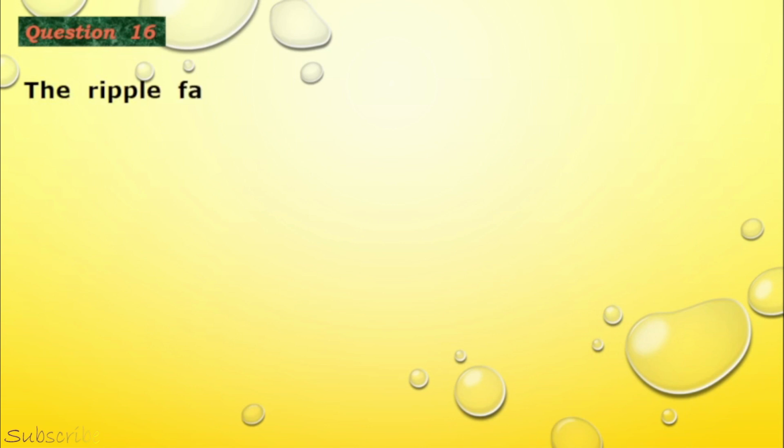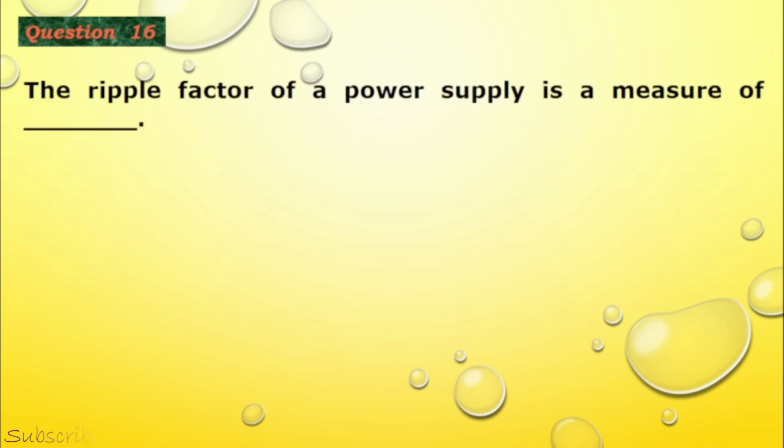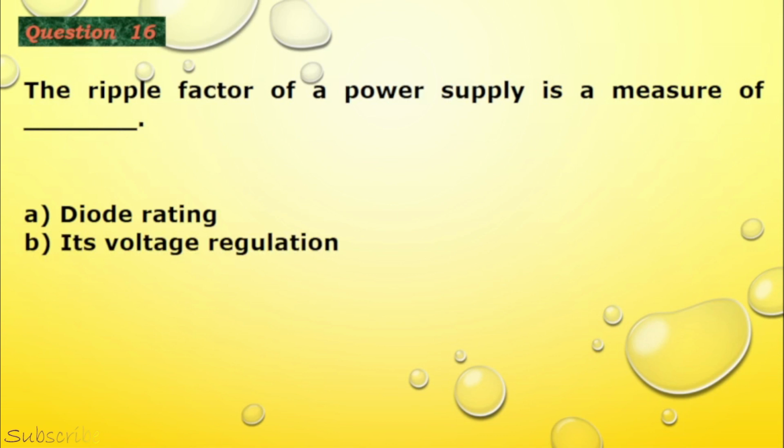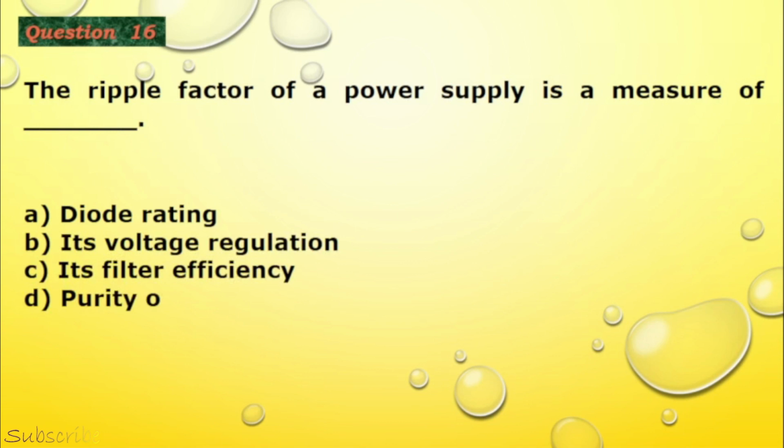Question number 16. The ripple factor of a power supply is a measure of blank. A. Diode rating. B. Its voltage regulation. C. Its filter efficiency. D. Purity of power output. The correct answer is letter D, purity of power output.